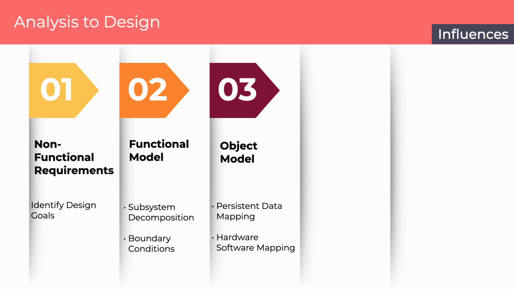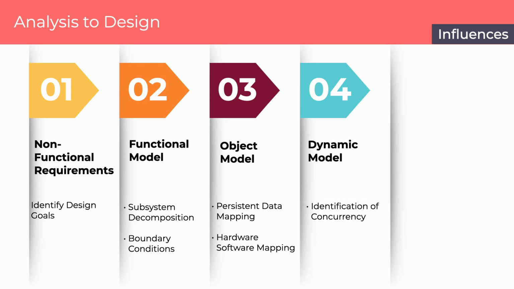For example, if we have to store an image or a video associated with an object, we would have to choose a blob storage solution like Amazon S3. Dynamic model. The dynamic model outlines the services and the interfaces. Using the dynamic model, we can identify how we can support parallel execution and handle concurrency.